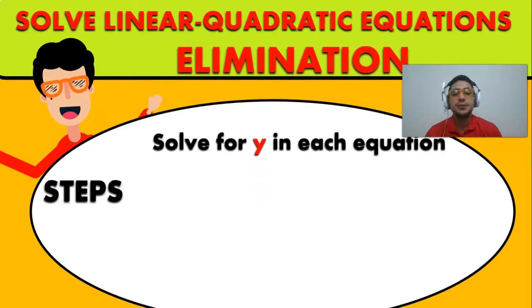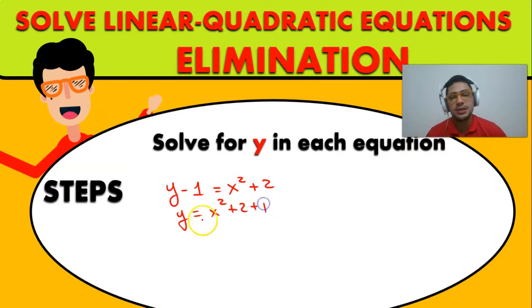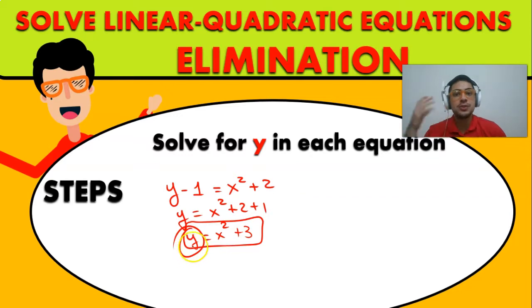The first step is you have to solve for y in each equation. So for example, if you're given an equation like y minus 1 is equal to x squared plus 2, you have to solve for y. So y is going to be equal to x squared plus 2 plus 1 in this case, which is y equals x squared plus 3, and that is going to be your equation. So you also have to remember to solve for y. When y equals the rest, that is when you know that your equation has already been solved for y.